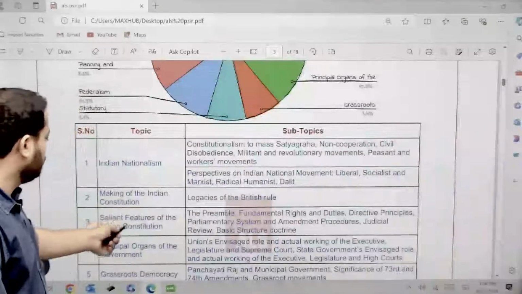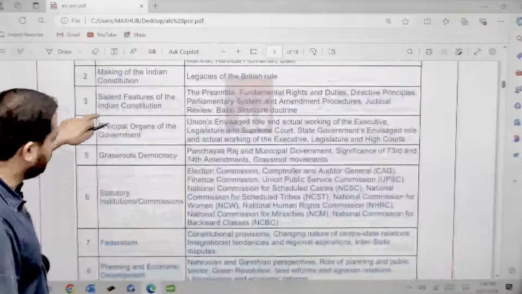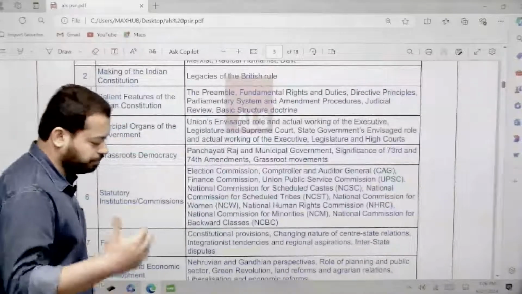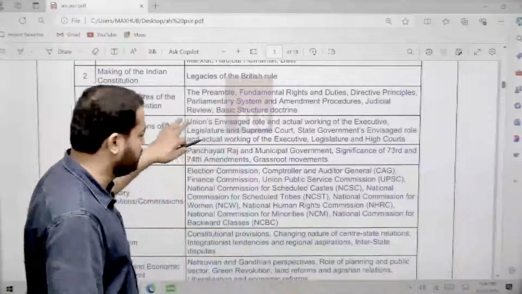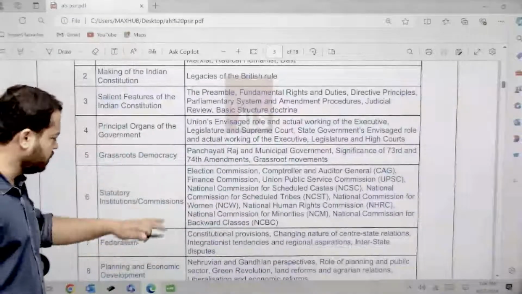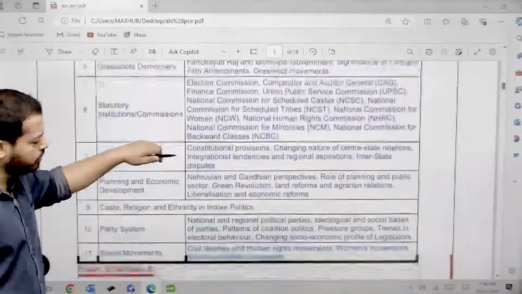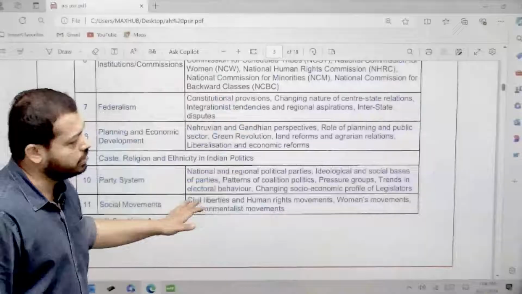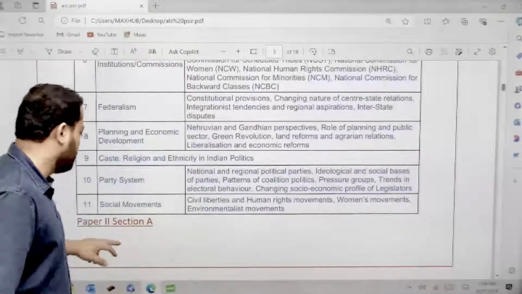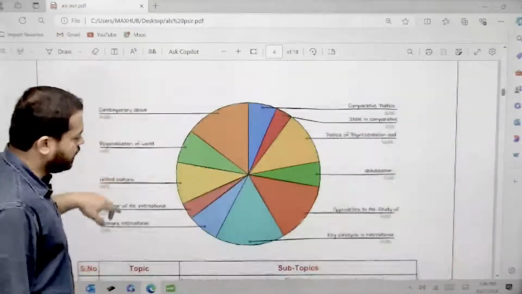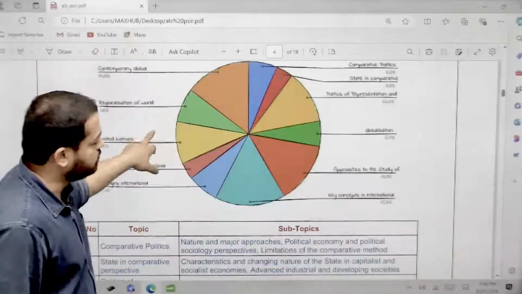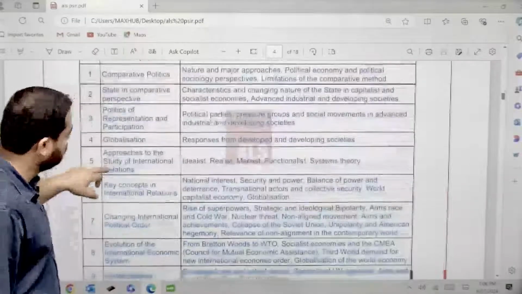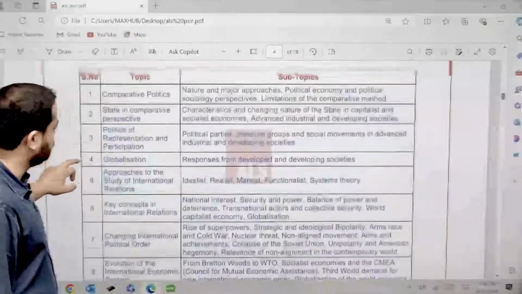Then the Indian constitution will be taught to you, the salient features of the constitution and how the government works. This section is a complete overlap with the polity section, so it will be extensively helpful for your GS paper 2 also. Now once you are done with all this, we will jump into paper 2, section A. Again, the compartmentalization of how much importance has to be given to what topic will be from here. And we'll start again with the basic thing I just told you.